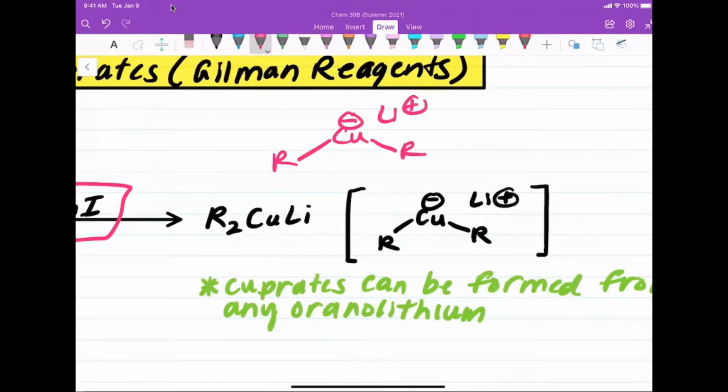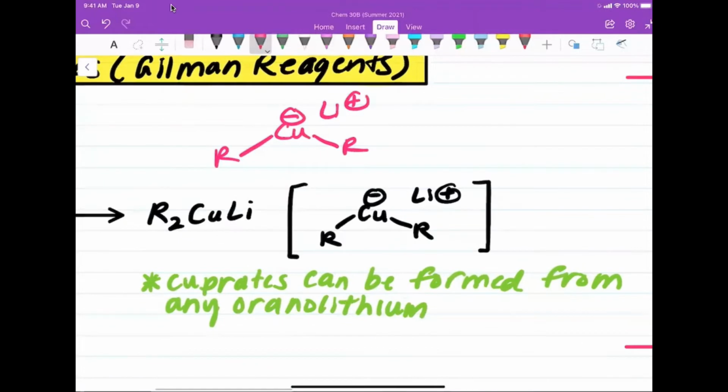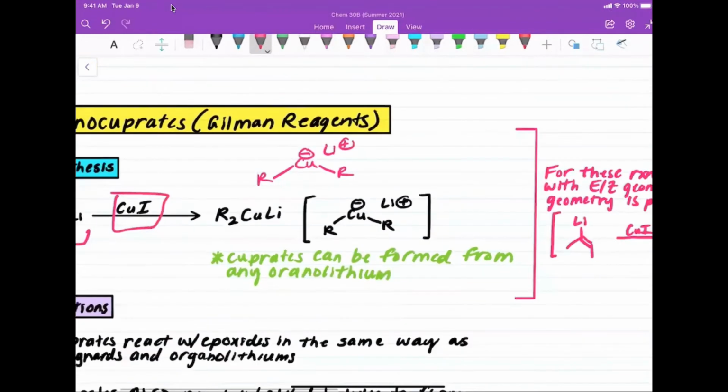So don't worry too much about the fact that the structure of these looks a little bit different from the other organometallics, but again, it's a difference in oxidation state. Lithium was +1, so it's just alkyl and then lithium. Magnesium is +2, so it's alkyl, magnesium, bromine. And then copper is yet a different oxidation state, so you end up with two of your alkyl groups and then a lithium plus cation.